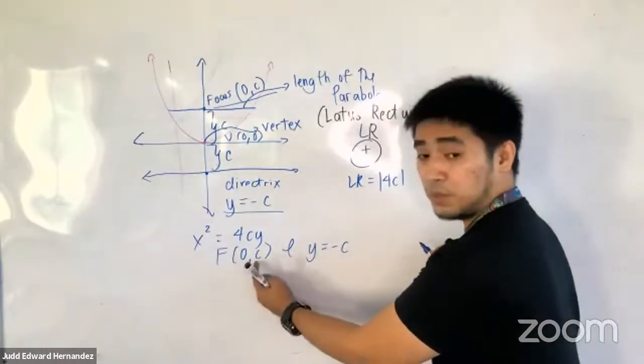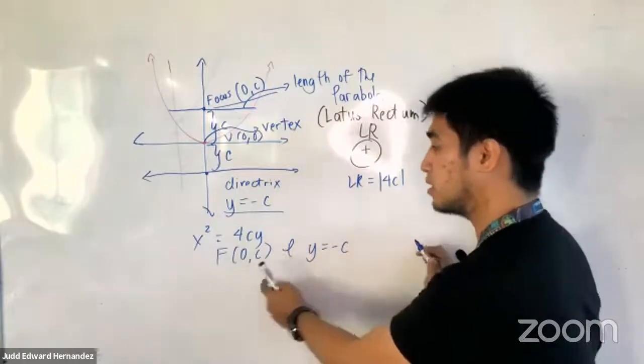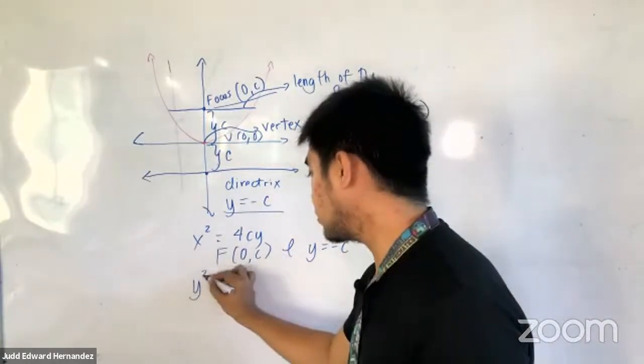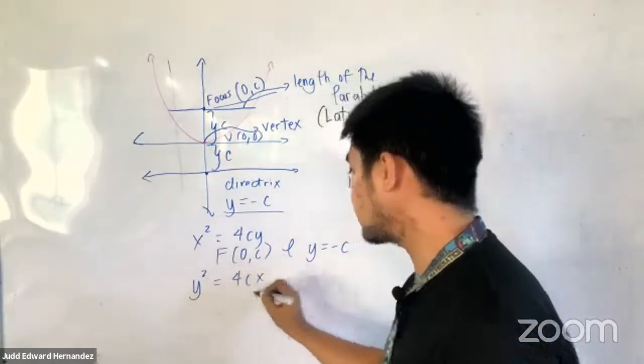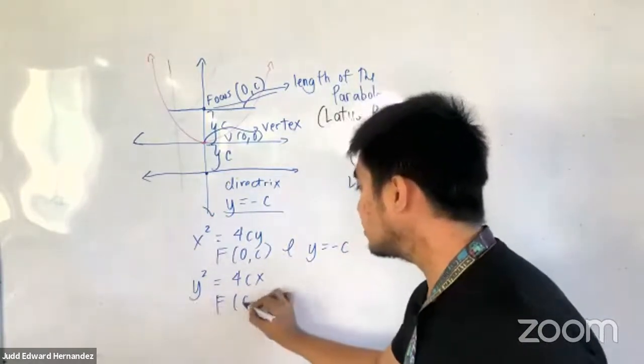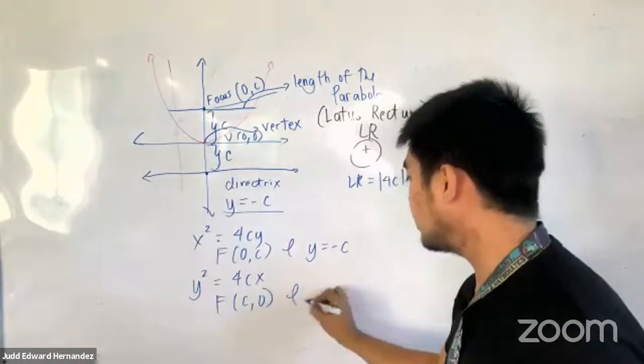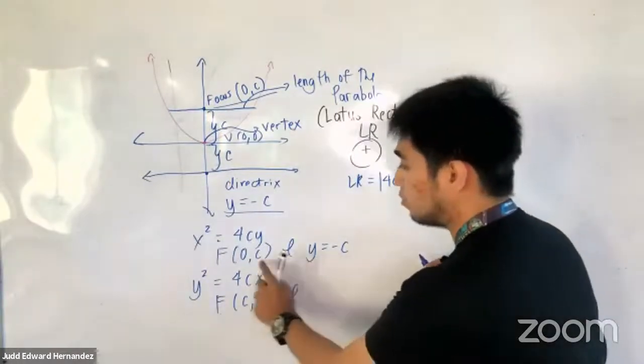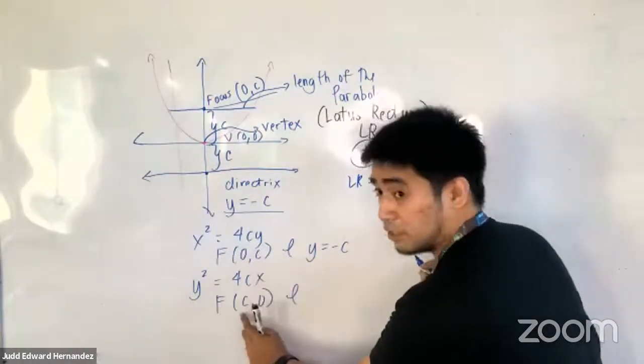Kabaligtaran lang niya ng y. So, kabaligtaran lang siya. What if we have our equation y squared is equal to 4cx? Therefore, this is y squared. The focus now is located at c and 0. And the directrix now, dahil kanina y yung ginamit natin, yung c ngayon ay nasa x na.